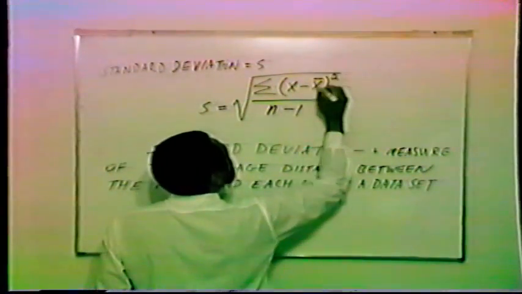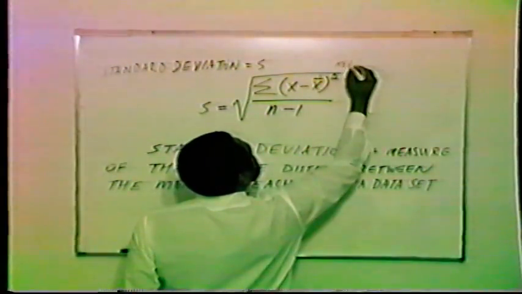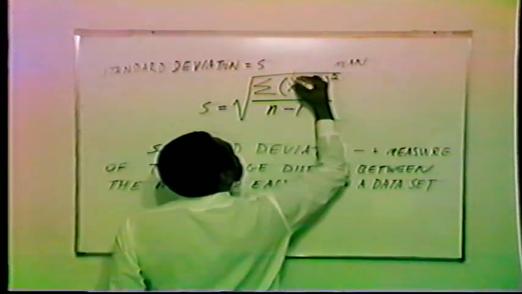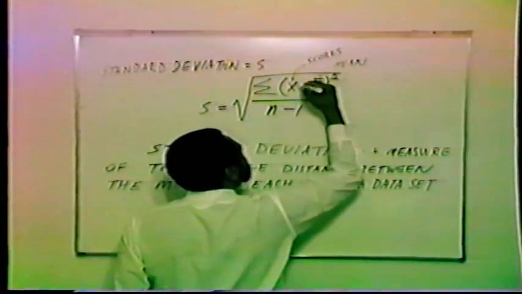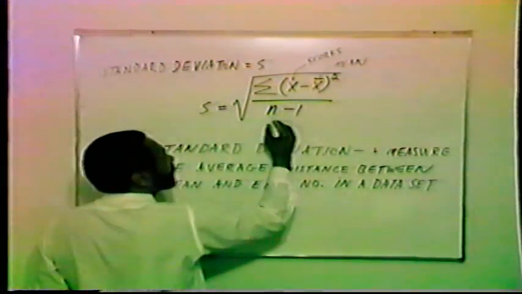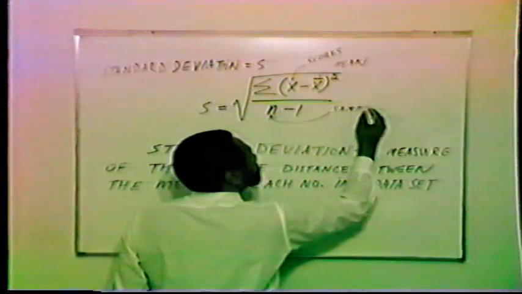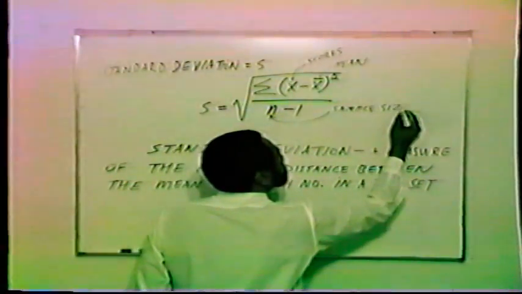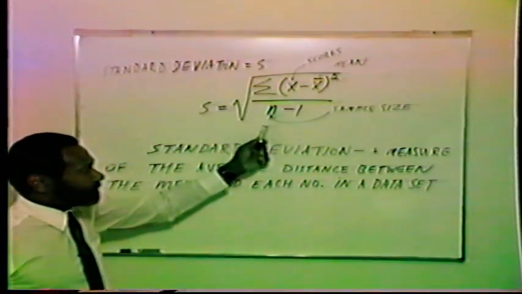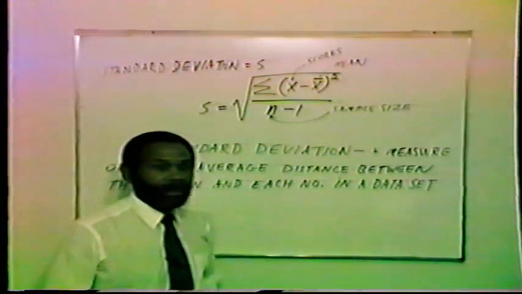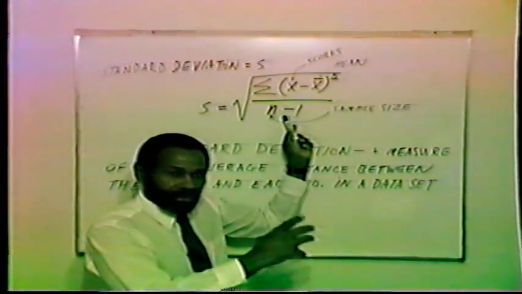Once again, when you look at the formula, the x bar represents the sample mean. The x represents the scores. You have to subtract the sample mean from each one of the scores. The n represents the sample size, the number of elements in your sample, or the number of numbers in your data set. It's how many numbers you have. That's n.